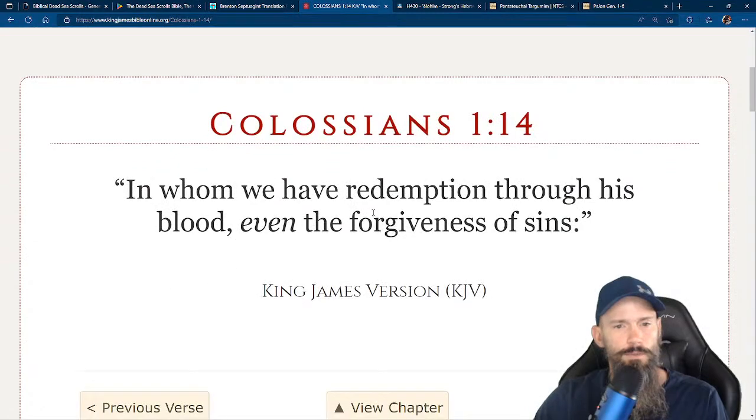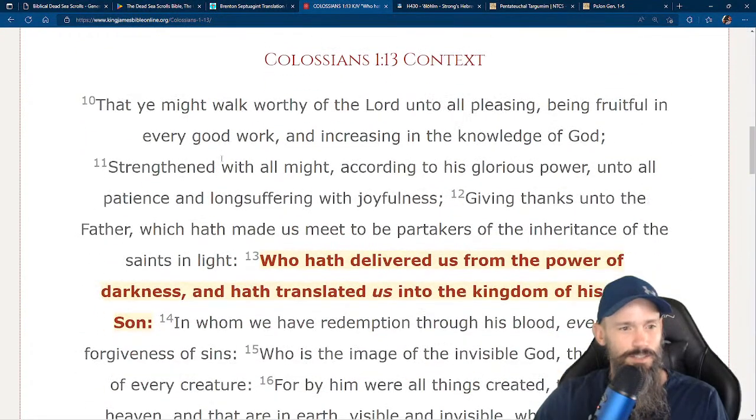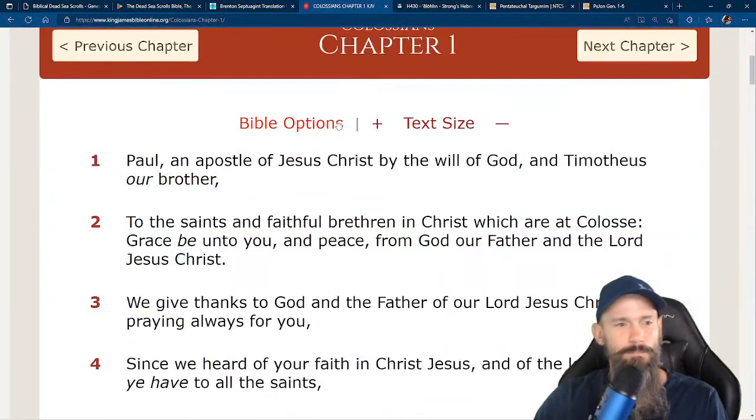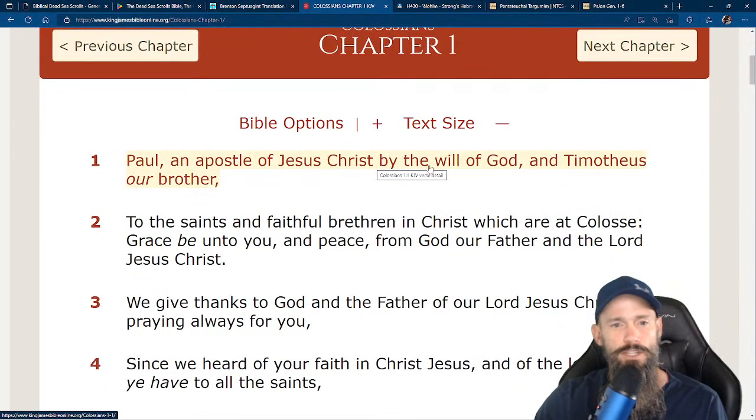Which is, going backwards. So let me go back here. Who, let's see, strengthened. You know what? I'll just read the chapter. Colossians chapter 1. Paul, an apostle of Yahushua HaMashiach, by the will of Yahuwah, and Timotheus, our brother, to the saints and faithful brethren in Mashiach, which are at Colossae, grace be unto you, and peace from Yahuwah our Father and our Master Yahushua HaMashiach.